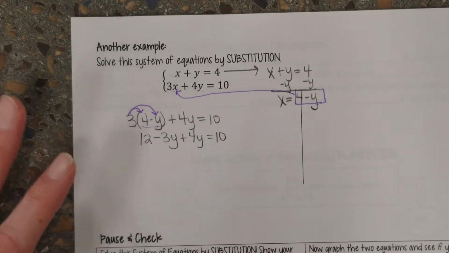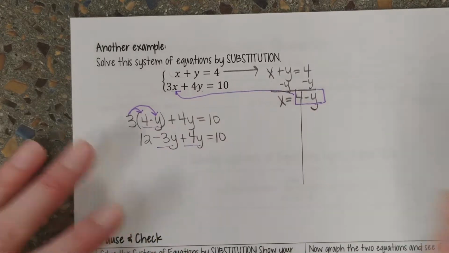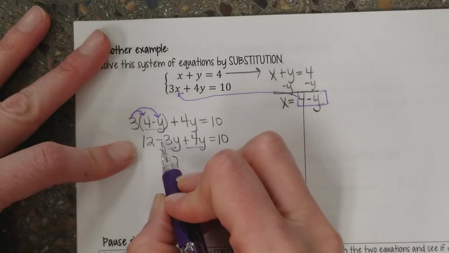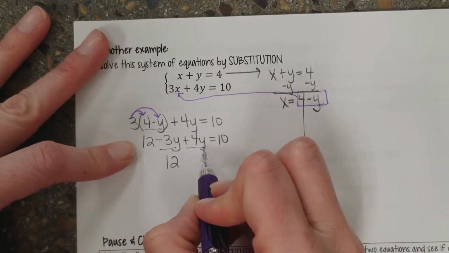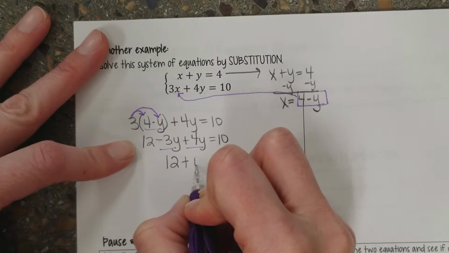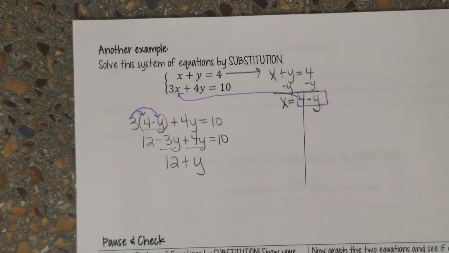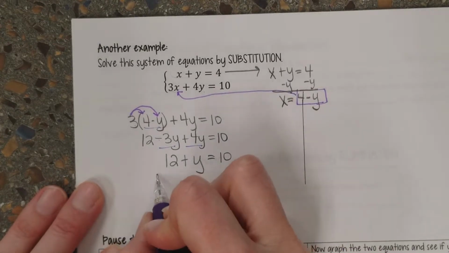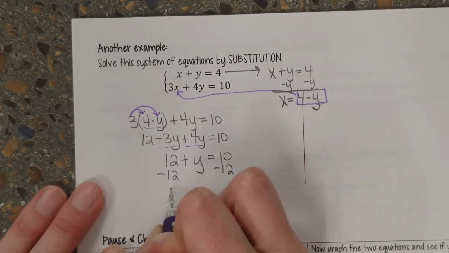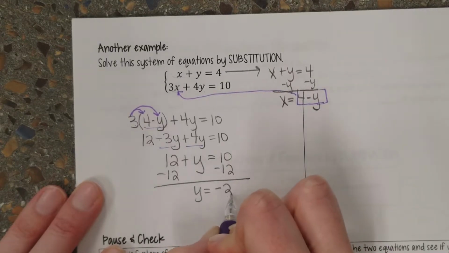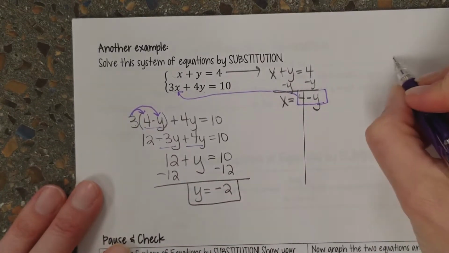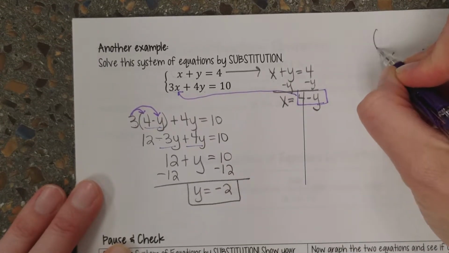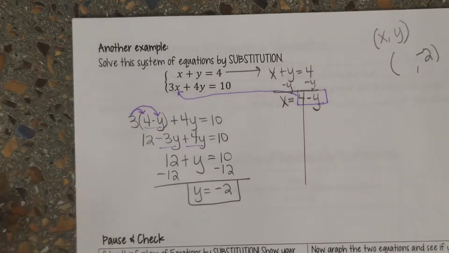Okay, now we're going to combine like terms. This negative 3y and this positive 4y are like terms, so we're not doing anything to the 12, so I'll just rewrite it. And then a negative 3y plus a positive 4y will give me a positive just y, and we don't write the 1. Okay, and then that equals 10. And then to solve for y, we just subtract 12 from both sides. So y equals negative 2. Okay, so over here when I've got my point going, this is y, this is negative 2. Remember, my ordered pair is always x comma y. Okay?